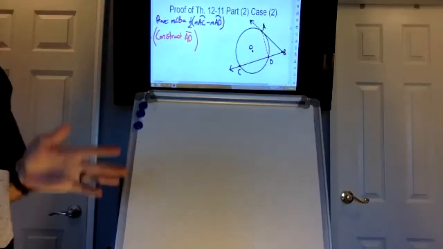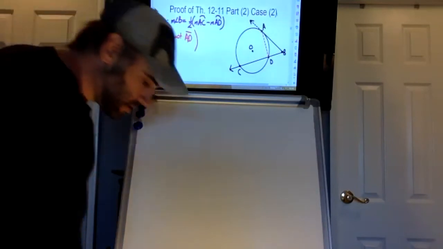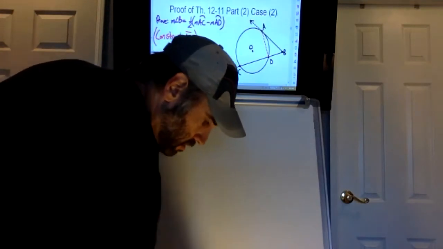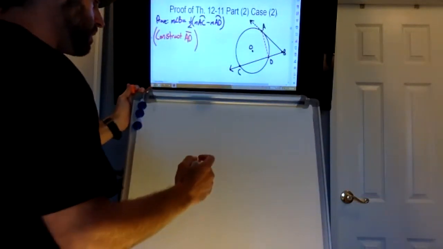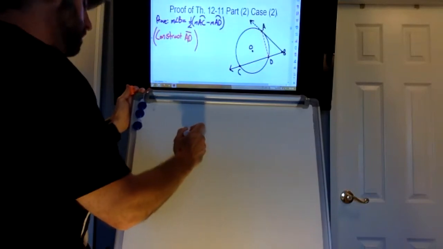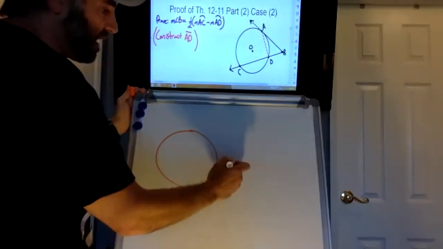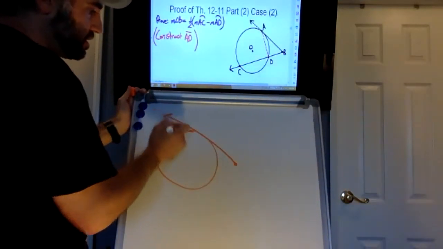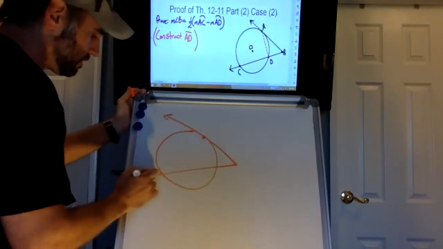Use the same thing, the triangle exterior angles theorem. You're going to use that again. So now you should be able to do this with that theorem. Okay. Let's see. So now we have a point out here, B, that's going to be tangent to the circle here. And there's going to be a secant here.